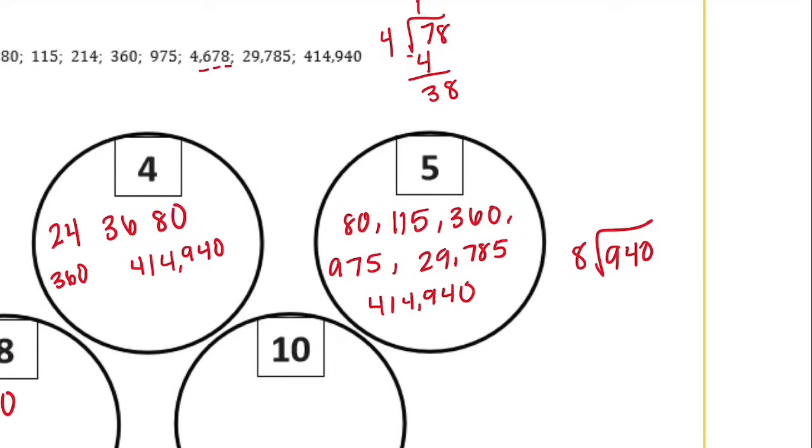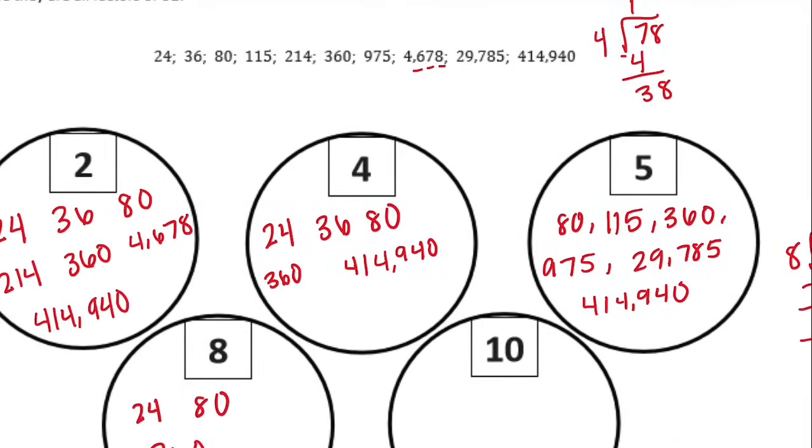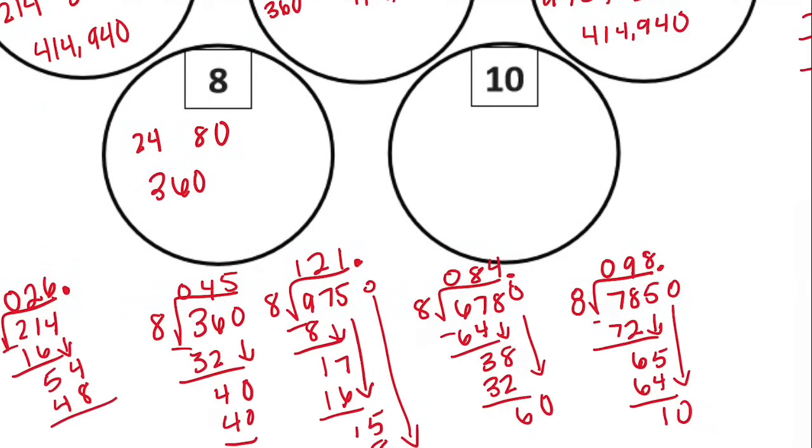And 940. 8 goes into 9 once. 4, 8 goes into 14 once. Bring down the 0. 8 goes into 60 7 times. That's 56. We're still going to have a remainder, so that does not go in evenly. So the only ones that are divisible by 8 will be 24, 80, and 360.